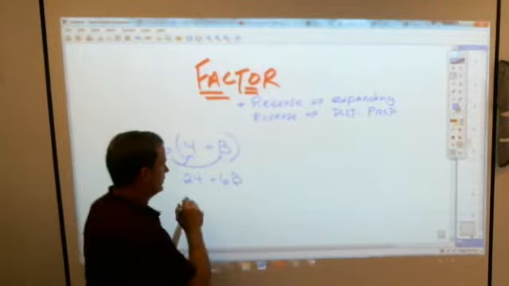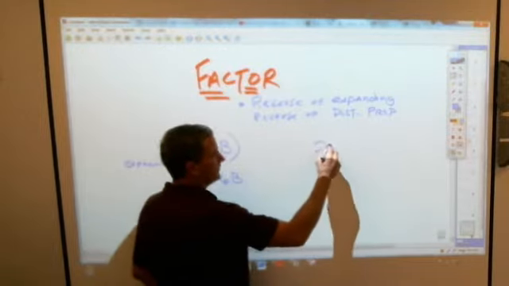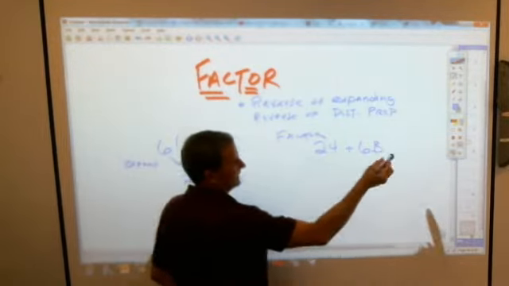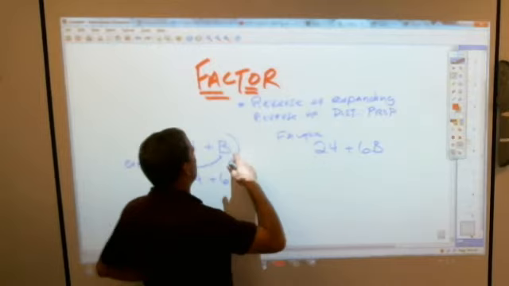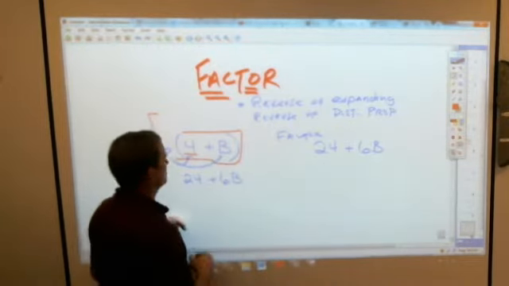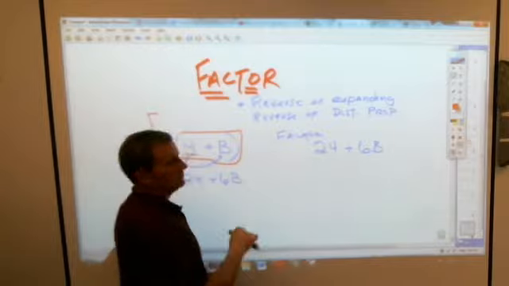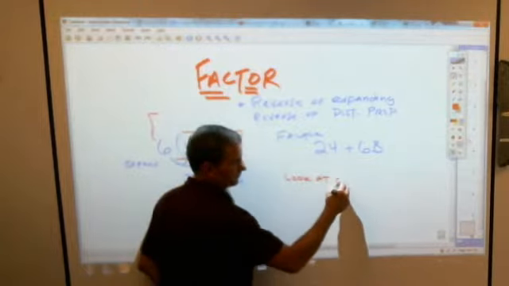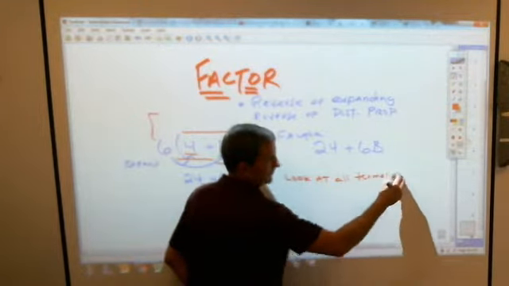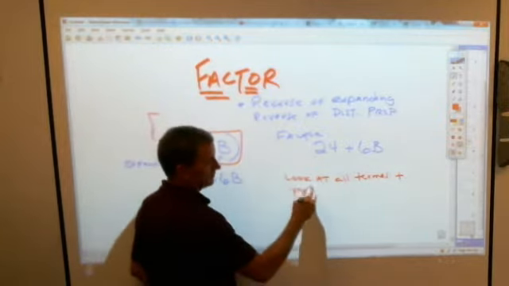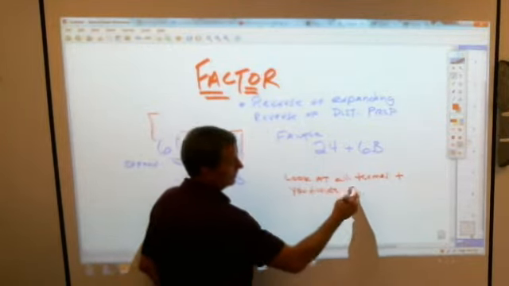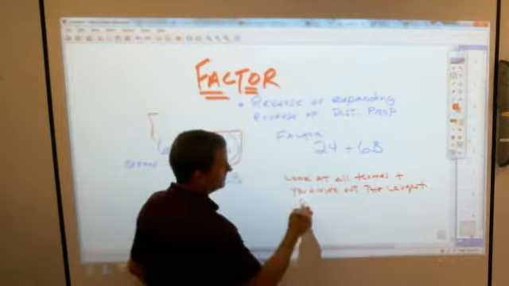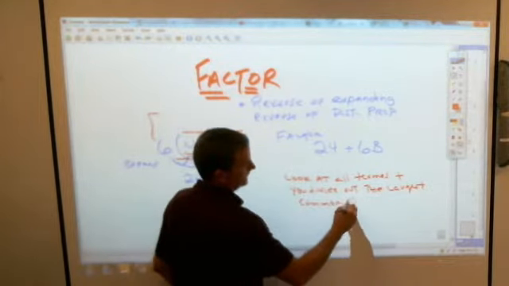If you are asked to factor, you are going to be given this. You are going to be given 24 plus 6b. The directions are going to say factor, and you are going to end up with this over here. Whatever that was, I just circled that. So when you factor, you look at all terms and you divide out the largest common factor.